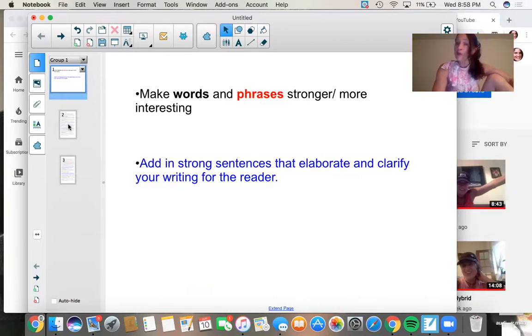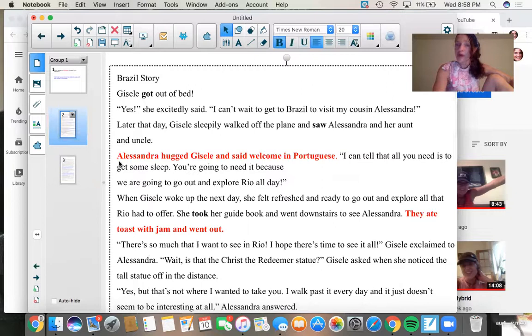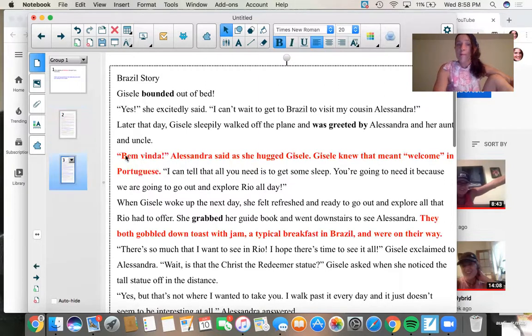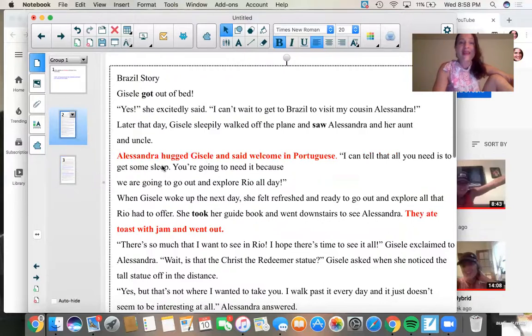Phrases are also possible to change. Now, the author might have said, Alessandra hugged Giselle and said welcome in Portuguese. But what about if she wrote, Bem-vinda, Alessandra said as she hugged Giselle. Giselle knew that meant welcome in Portuguese. Well, that's way better than the first one. That is telling, this is showing.